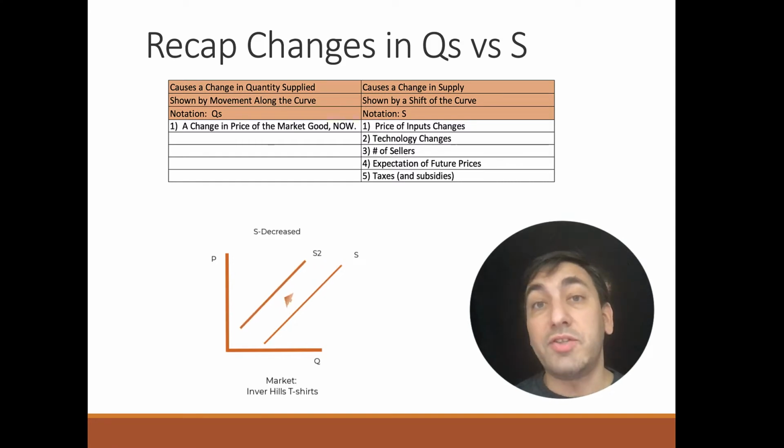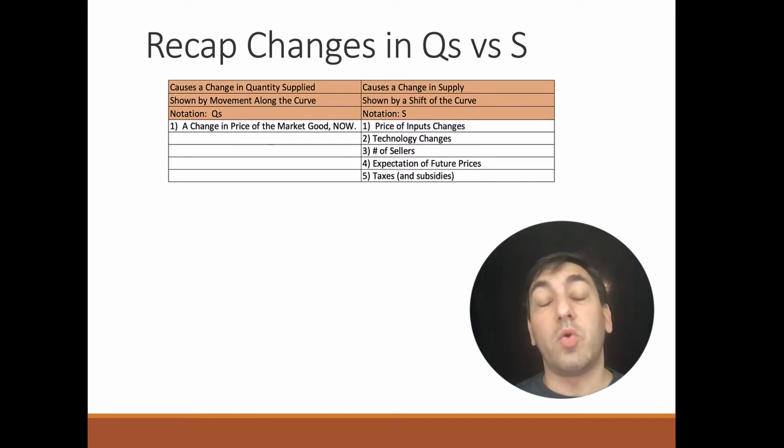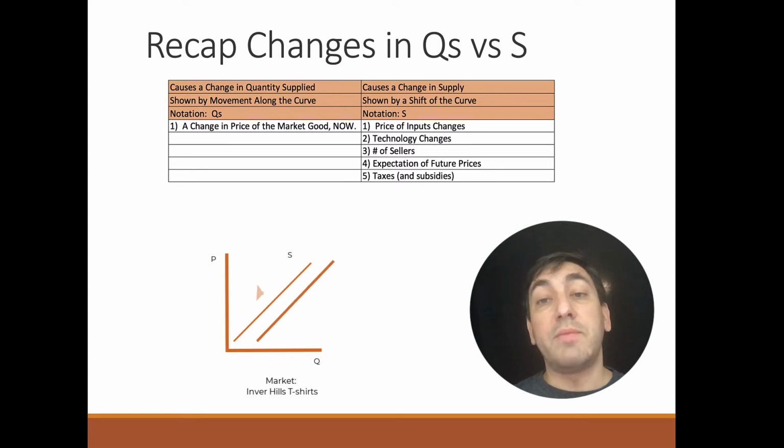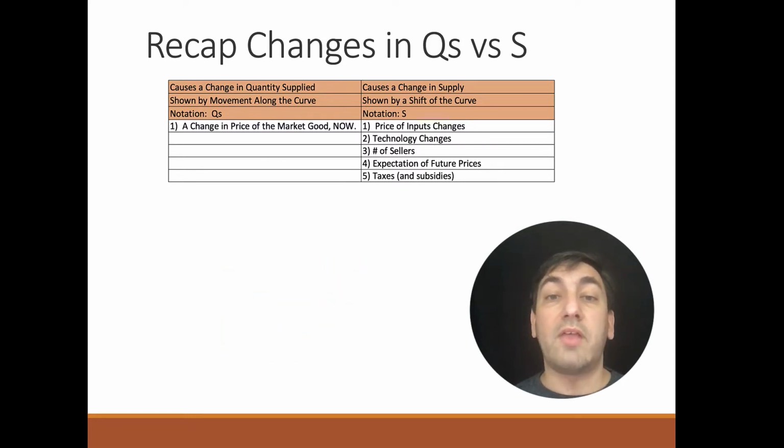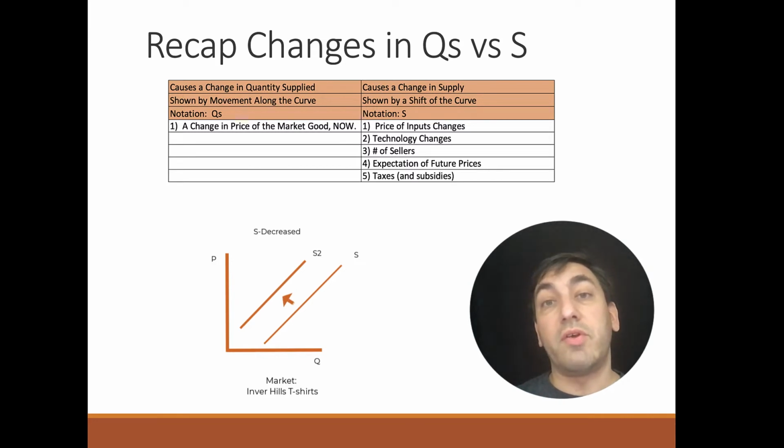produce. Technology changes. We talked about a lemon squeezer or electricity. As technology improves, supply increases. As technology gets worse, supply decreases. We talked about the number of sellers. As the number of sellers increase, supply increases. We talked about expectation of future prices.